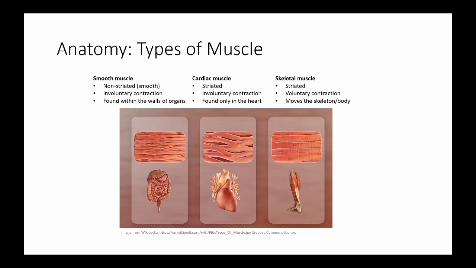Now we'll review muscle. There are 3 types of muscle. Smooth muscle is non-striated or smooth. It contracts involuntarily and is found within the walls of organs. Cardiac muscle is striated. It also contracts involuntarily and is found only in the heart. Skeletal muscle is striated. It contracts voluntarily and moves the skeleton.